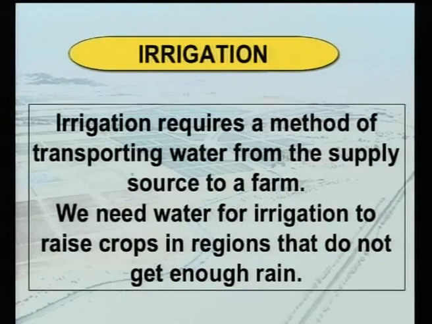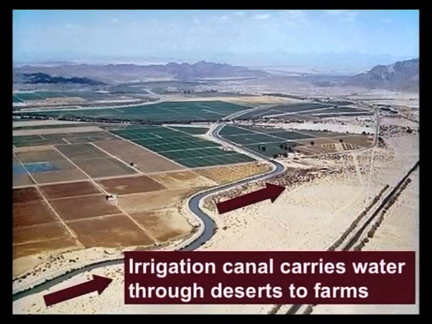Right, class? Okay, we'll go to the picture of irrigation taking place. All right, class? Let's see. All right, everyone look up here. 8Cs, receiving students. Right, it says here, irrigation canal carries water through deserts to farms.